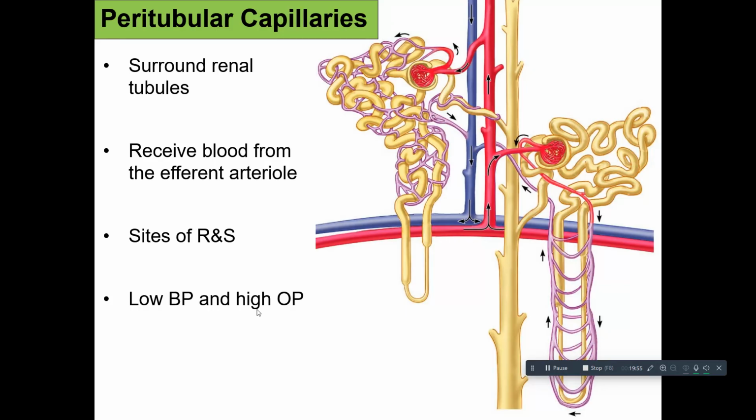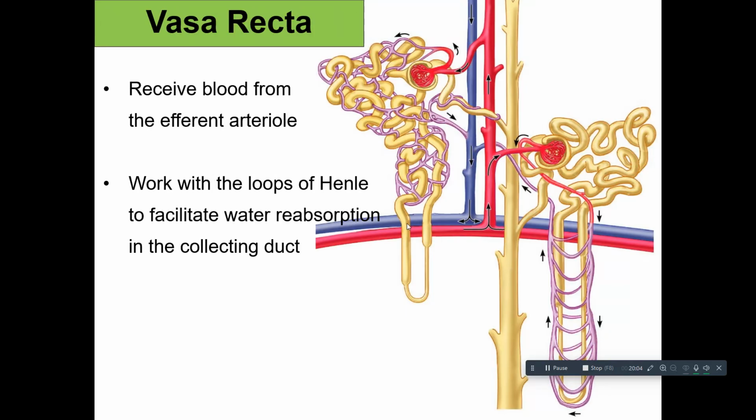Remember, osmotic pressure will draw water towards it. So a high osmotic pressure helps draw water into these capillaries. The vasa recta are these capillaries enveloping the loop of Henle, and the vasa recta is going to work with the loop of Henle to help the collecting duct reabsorb water from the urine if we need to. And notice that the vasa recta here is getting blood from an efferent arteriole and then emptying into an interlobular vein.